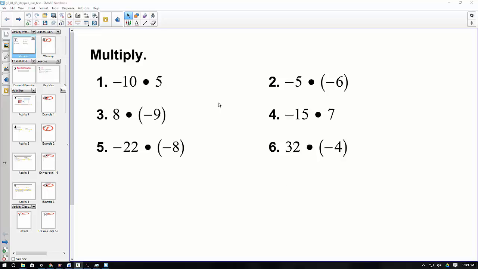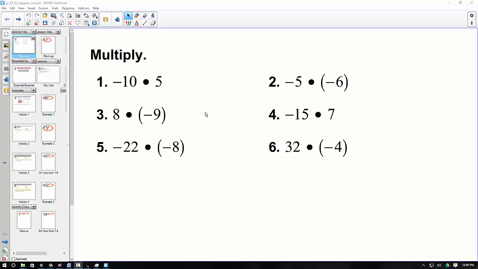All right, in this video we'll focus on 1.5. So if we look here, we're going to start off with a little review from 1.4, when we talked about multiplying integers with negatives and positives. And I want you to pause the video, try to solve all 6 of these, and then press play to see if you are correct.